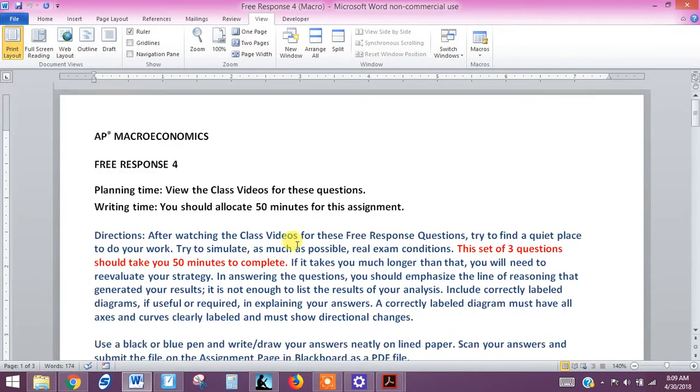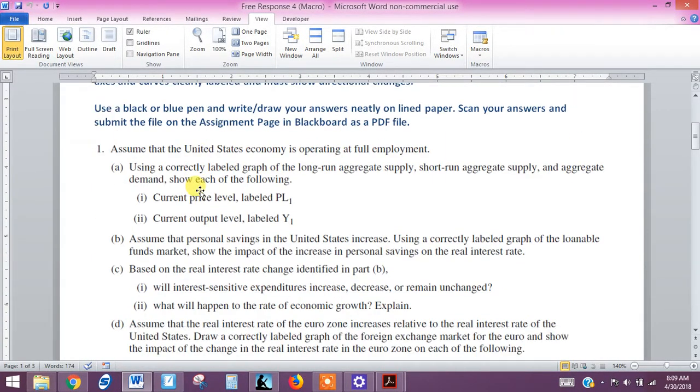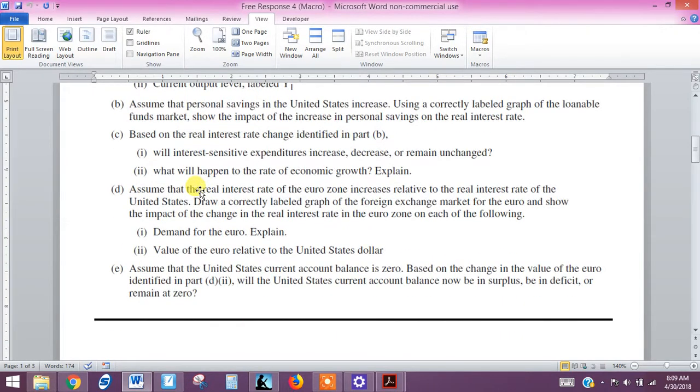We are continuing with free response 4, and we're looking at question 1, part D. We're told to assume that the real interest rate in the Eurozone increases relative to the real interest rate of the U.S. Draw a correctly labeled graph of the foreign exchange market for the euro and show the impact of the change in the real interest rate in the Eurozone on each of the following: the demand for a euro and the value of the euro relative to the U.S. dollar.